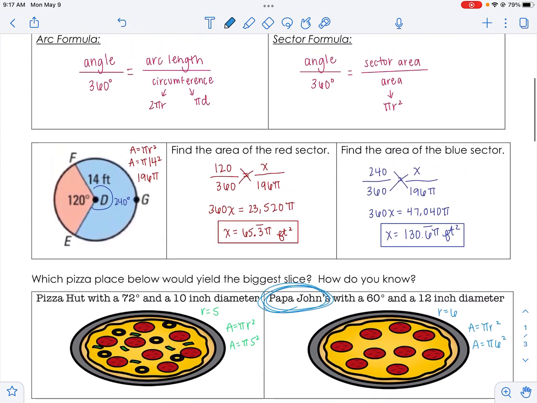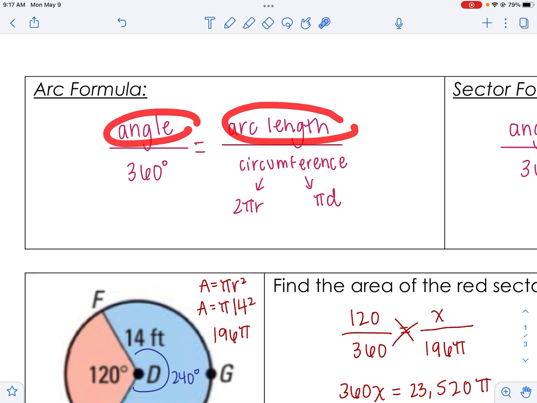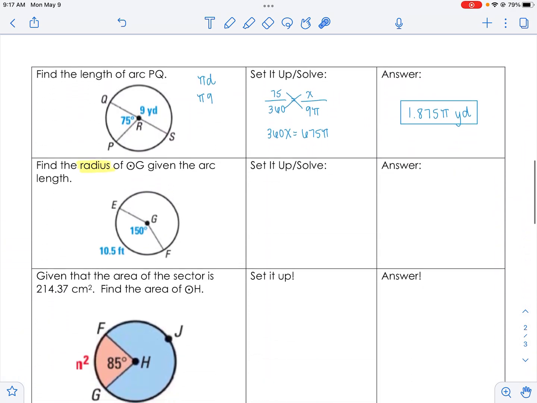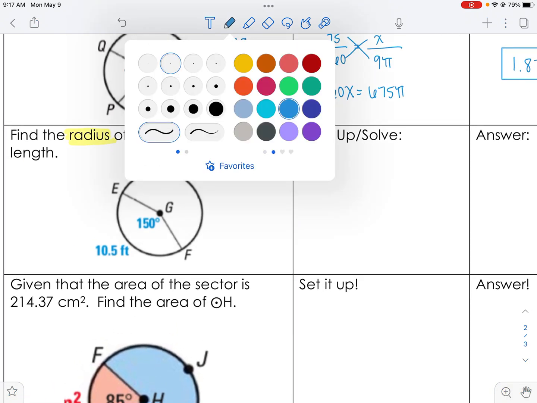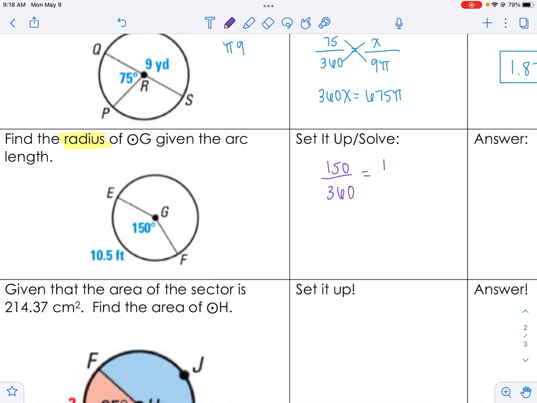So if we go back and we look at our formula for arc length, it gives us the arc length. We have the angle. 360 is always there, but I'm going to have to find the circumference and then work backwards to find the radius. So here we go. I know that the angle is going to be 150 over 360, because it's always the angle over 360. Equals, it's not going to be x over the circumference, because I know what x is. They told me that the arc length is 10.5 feet. So that part is going to go on top. So 10.5 would go on top over x.